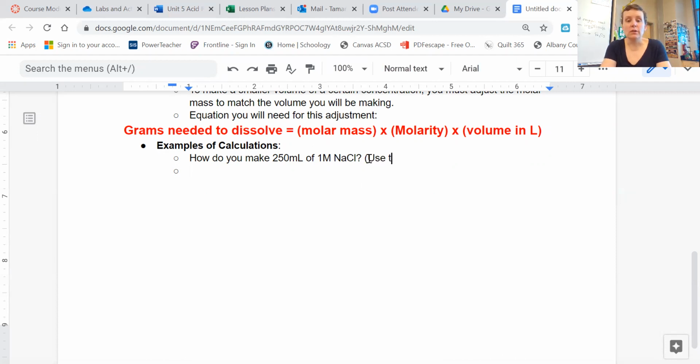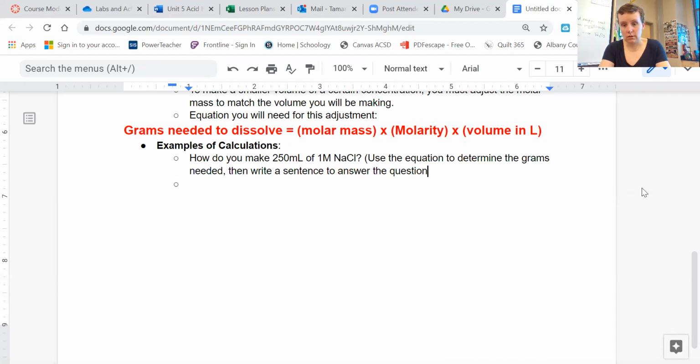Okay, so use the equation to determine the grams needed, then write a sentence to answer the question. So people use the equation all the time, but then they don't write a sentence. Okay, so how do you make it? That's the question.